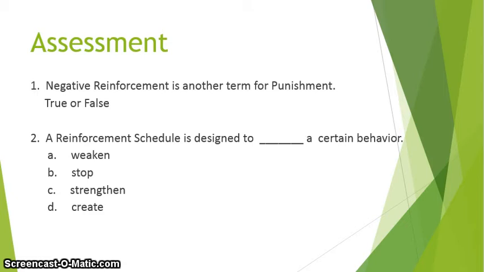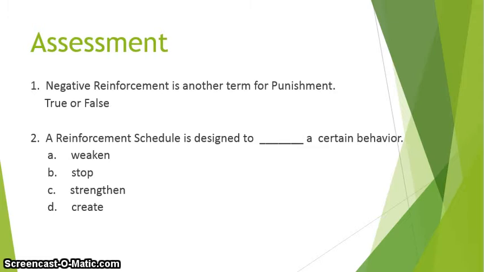And here we have a quick assessment. So number one, if you want to jot these down, or we're just going to go over the answers here as soon as we discuss it. Number one says negative reinforcement is another term for punishment. True or false? And the answer there is false. Negative reinforcement is not the same thing as punishment, if you remember that from the slide. So the answer for number one is false.